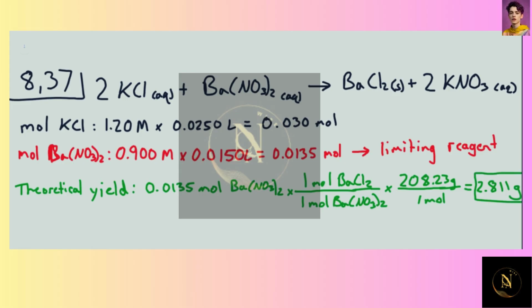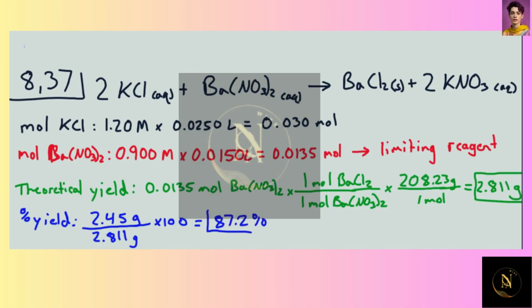Now the question is, what is our percent yield? So to calculate percent yield, all we have to do is put our actual, which we're told in the problem is 2.45 grams, over our theoretical, 2.811, and then multiply by 100. And when we do this, we get a value of 87.2%. So we recovered, or were able to produce, 87% of the mass that we should have.